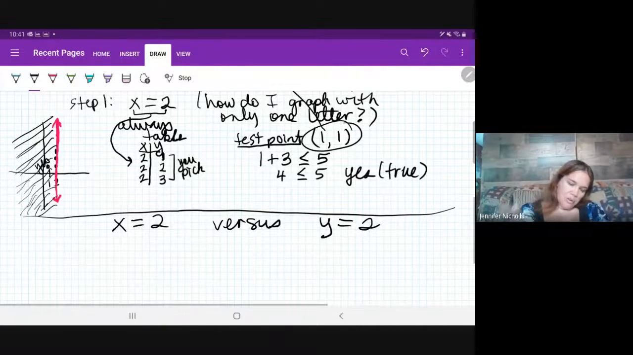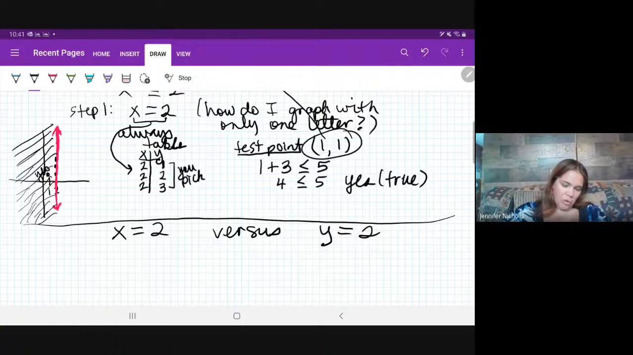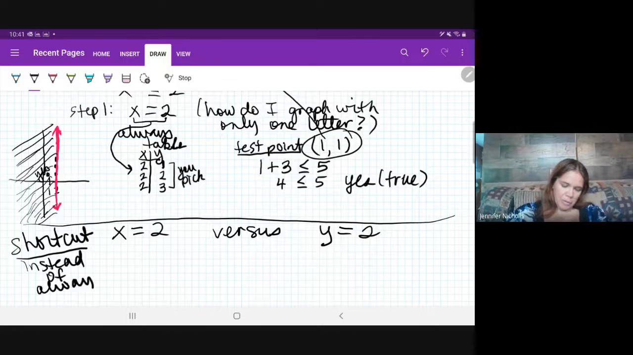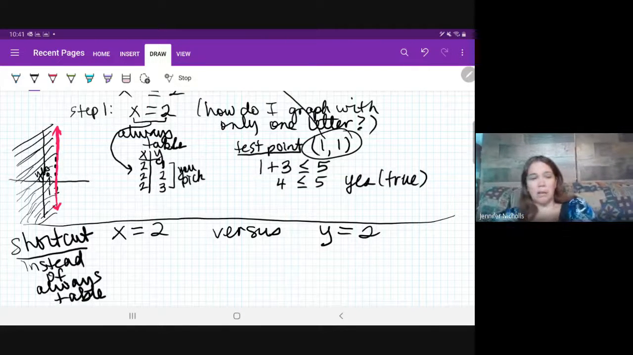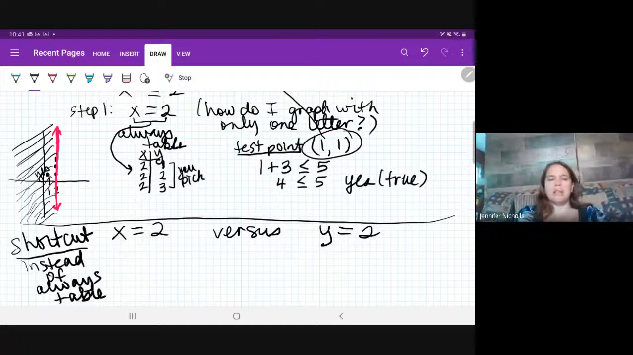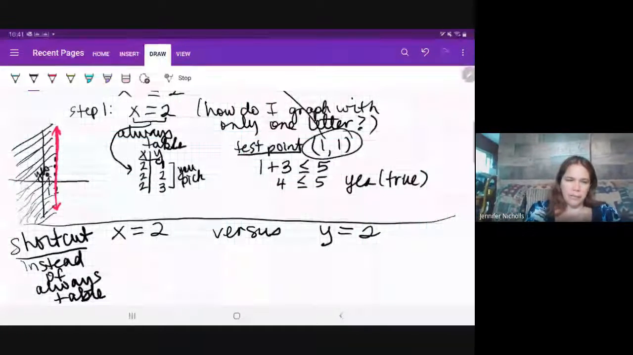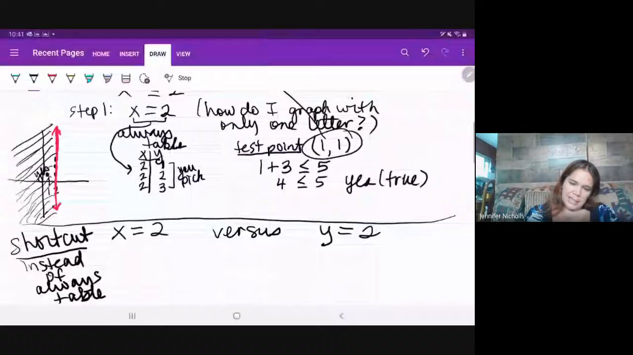Let me show you a shortcut, but it only works if you remember it. We'll call the other method an always table. An always table works if you forget, and it's just 3 coordinates. So the shortcut is this.